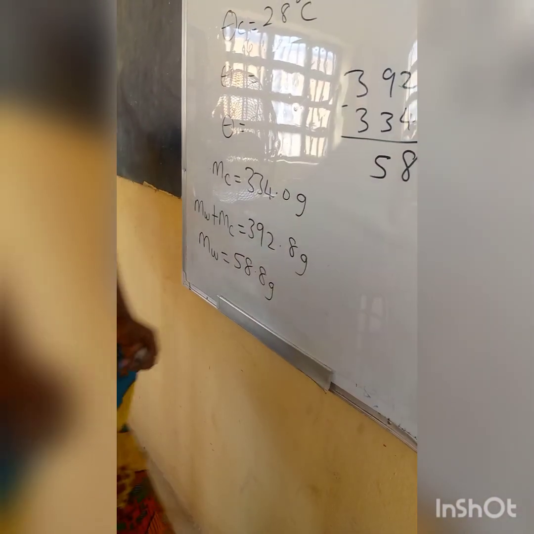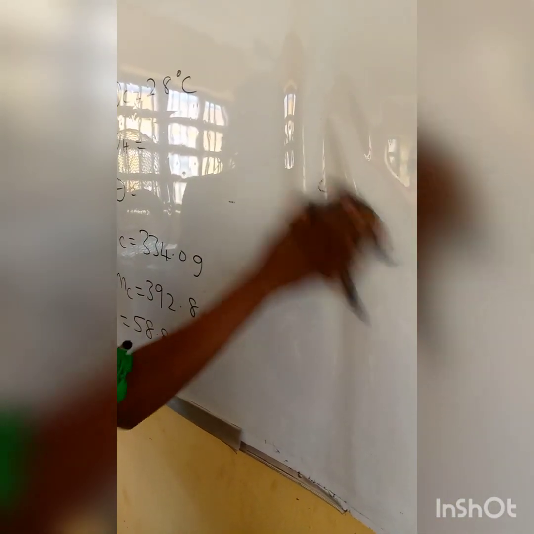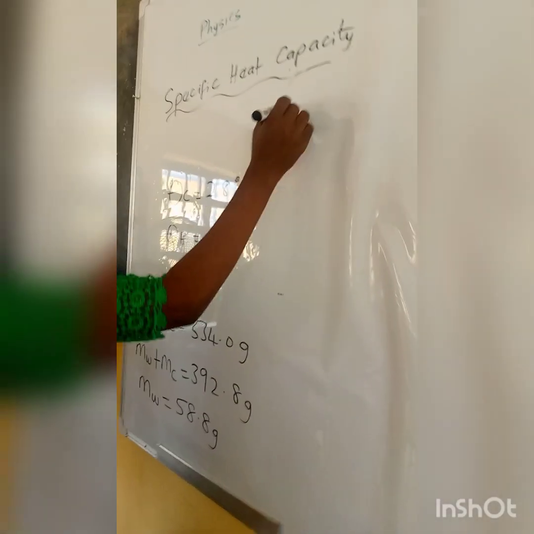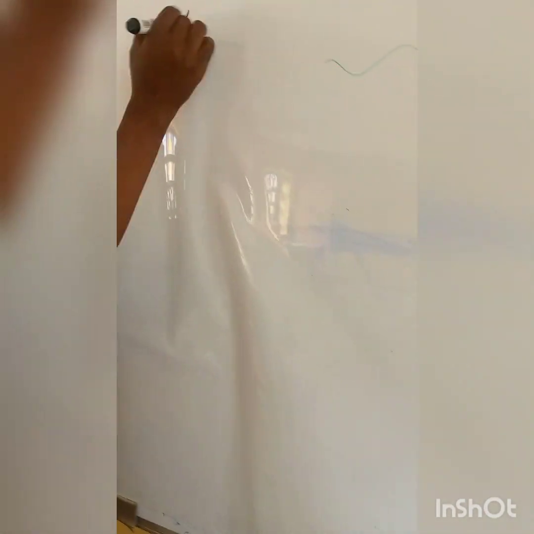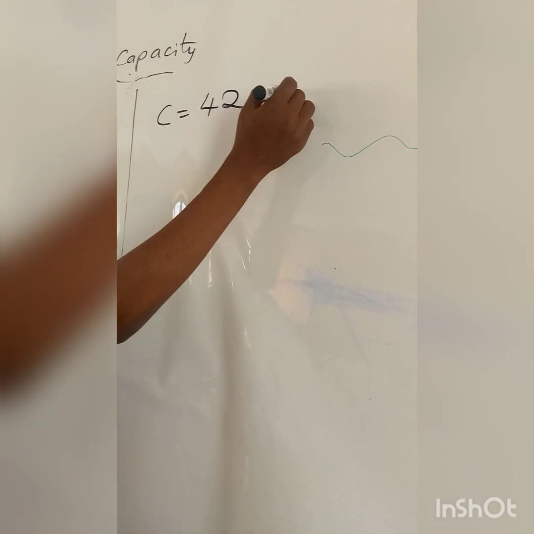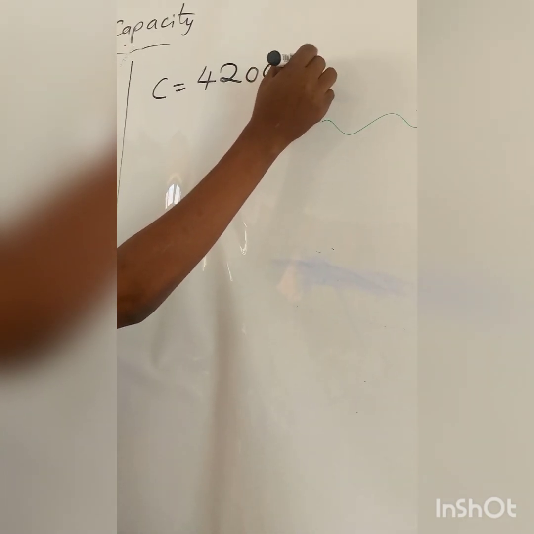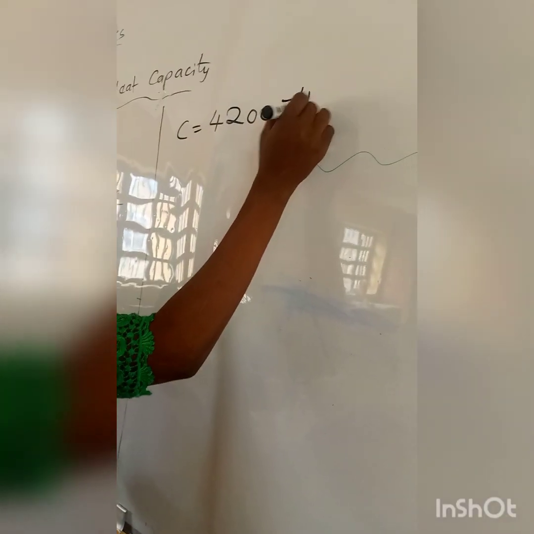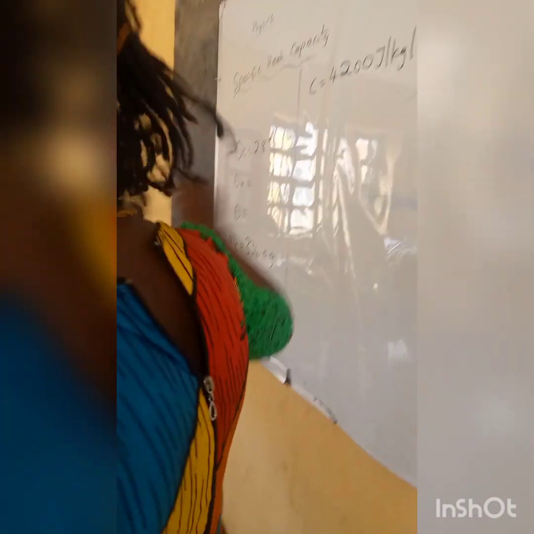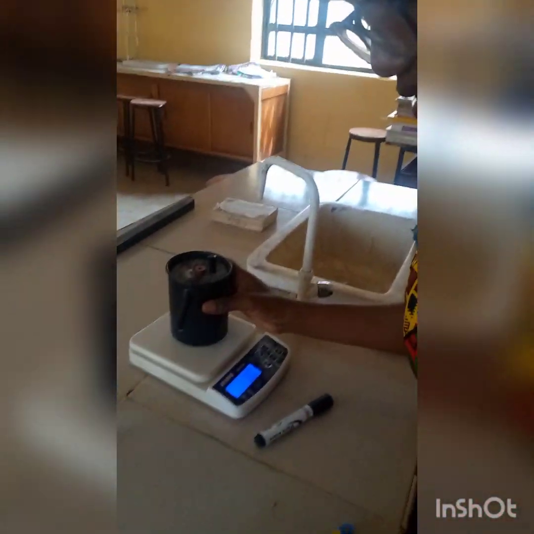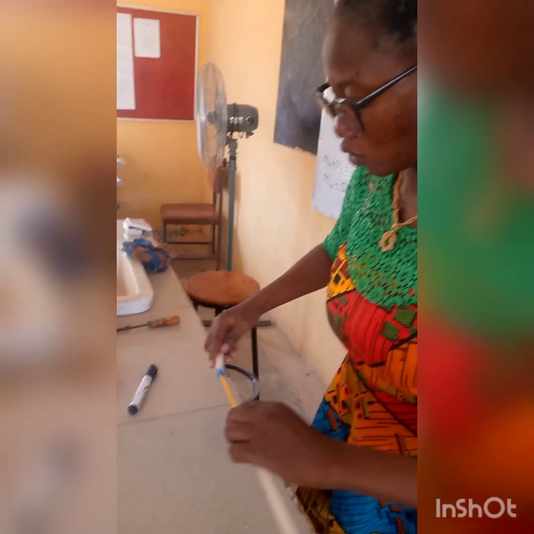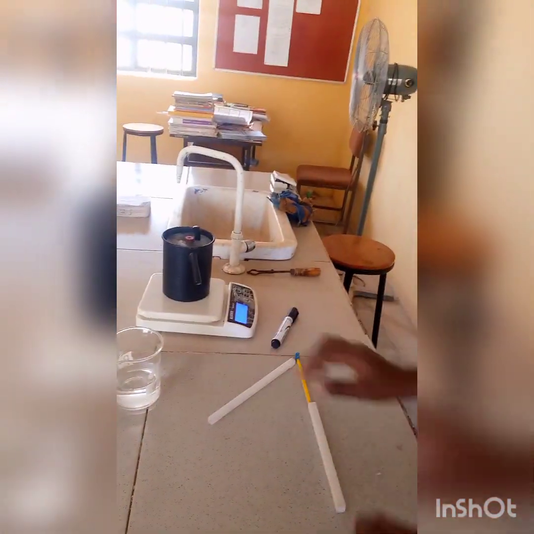We have gotten the mass of water. Now, your physics teacher must have taught you that the specific heat capacity of water is 4,200 joules per kilogram per Kelvin. We have gotten the temperature for cold water, which is 28 degrees centigrade. Now let's figure out the temperature for hot, and then we quickly find the mass of cold water being transferred into the calorimeter. Let's do this.